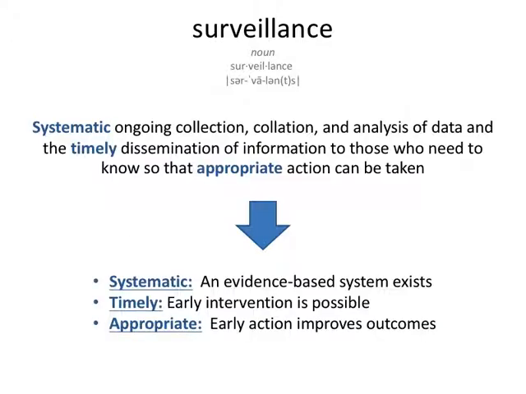And so this definition can really be broken down into 3 major points. It has to be systematic, that is, some type of evidence-based system needs to exist. It needs to be timely, in that early intervention is actually possible, and appropriate, in that early intervention actually improves the results. And so the goal of the rest of my talk is to show you the evidence that hip surveillance actually meets these World Health Organization criteria.